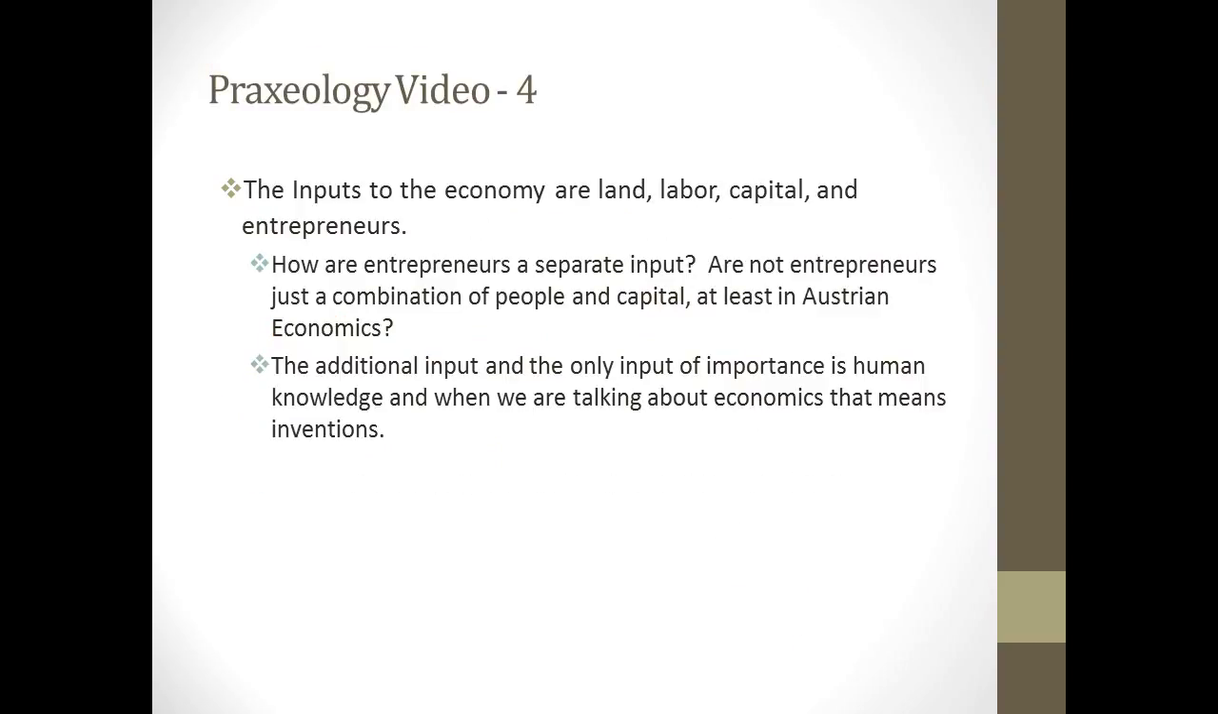Now, according to the video, the only inputs to the economy are land, labor, capital, and then entrepreneurs. Land, labor, and capital are the standard inputs that most of economics talks about. Entrepreneurs are something new. But how are entrepreneurs a separate input? Are not entrepreneurs just a combination of people and capital, at least in Austrian economics? The additional input, and the only input of importance, is human knowledge. And when we're talking about economics, that means inventions.